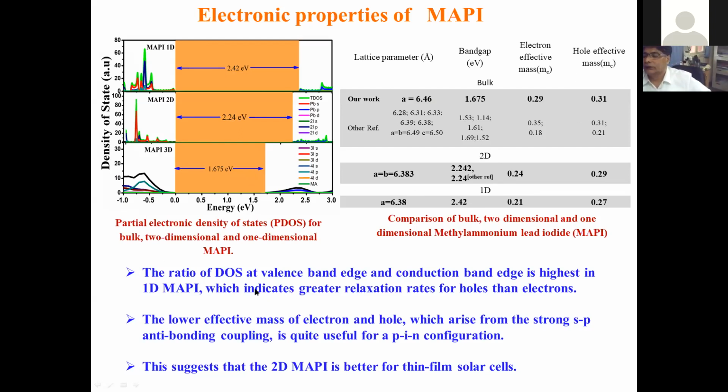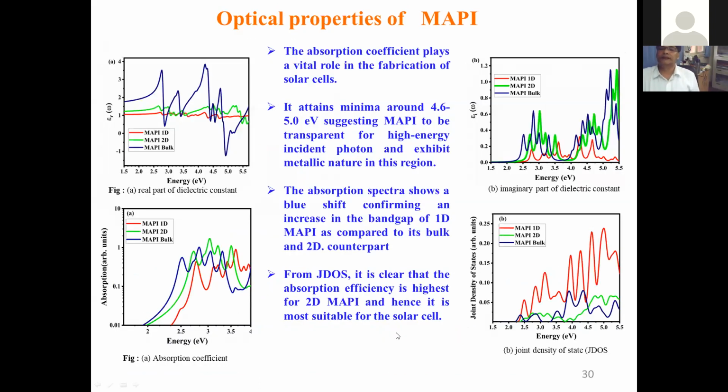The ratio of DOS at the valence band edge and the conduction band edge is highest in 1D MAPI, which indicates a greater relaxation rate for holes than electrons, right? Quite obvious. The lower effective mass of electrons and holes, which arises from a strong sp anti-bonding coupling, is quite useful for the PIN configuration of the solar cell. This suggests that the 2D MAPI is better for thin film solar cells because of its use in PIN configuration, right?